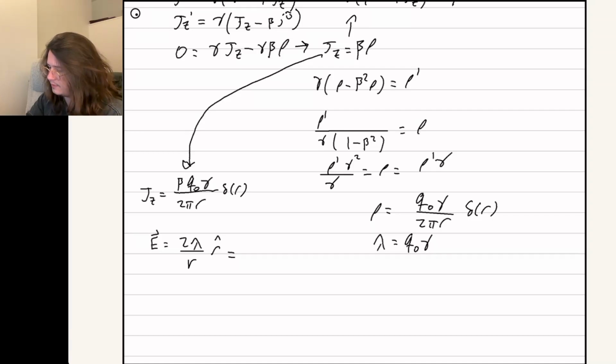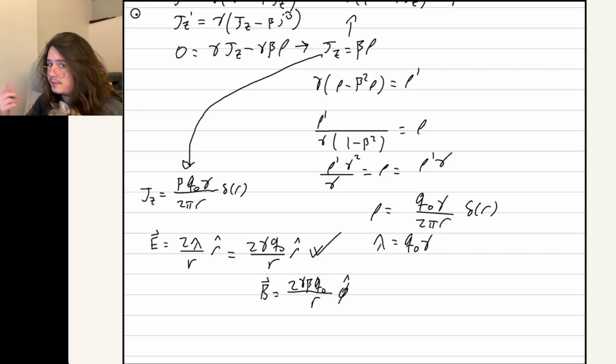So we have that this is 2 gamma q naught over r hat, which does match what we got before for the electric field, and you can do a similar thing for a magnetic field through Ampere's law or what have you, and then you get the same thing that you get for the first part, which was the magnetic field in the lab frame. And that should be good. So there you go.